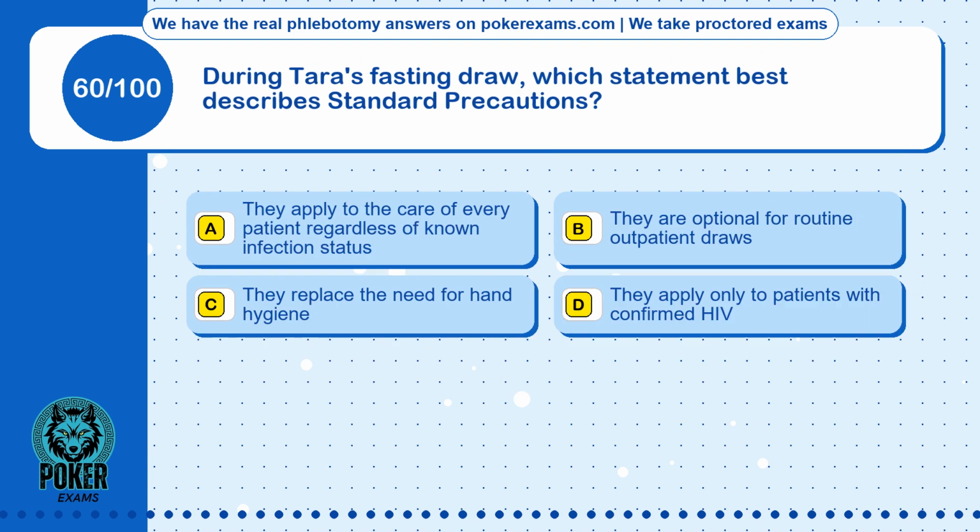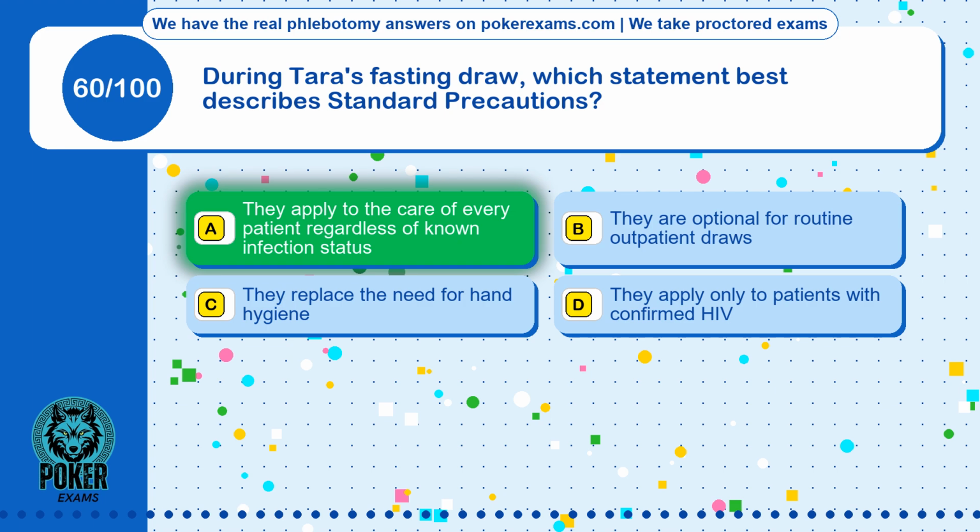Question 60. During Tara's fasting draw, which statement best describes standard precautions? Option A. They apply to the care of every patient regardless of known infection status. Option B. They are optional for routine outpatient draws. Option C. They replace the need for hand hygiene. Option D. They apply only to patients with confirmed HIV.